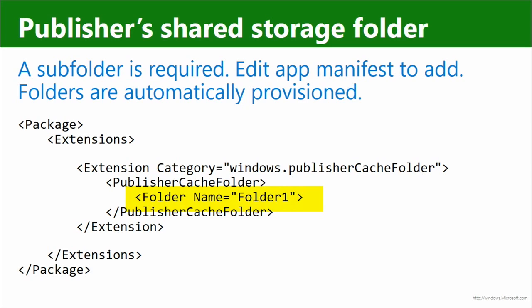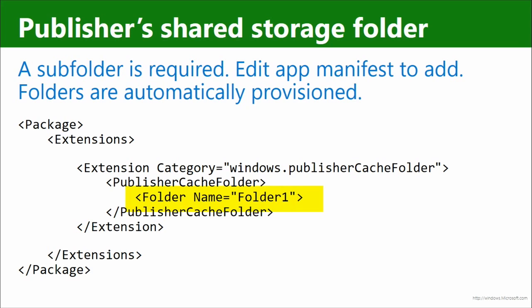Does that name need to match something? Well, no. You can put more than one of these folders, and what you're effectively doing is declaring these are the root folders that I'm going to use. So what we're saying here is I've got a folder called folder 1 in the publisher cache folder that I'm going to be accessing. Do I have to create it? No, you don't. All you have to do is put this in here, and it will be automatically created for you the first time you access it.